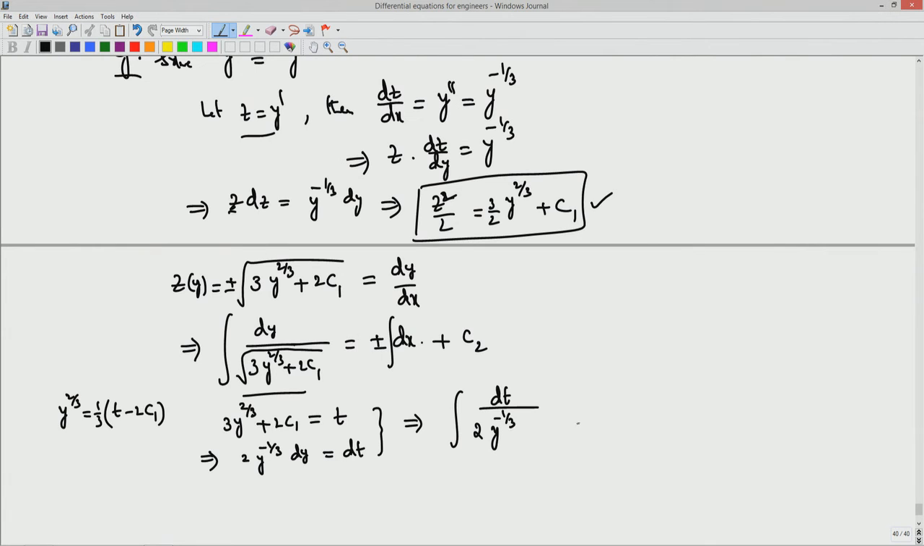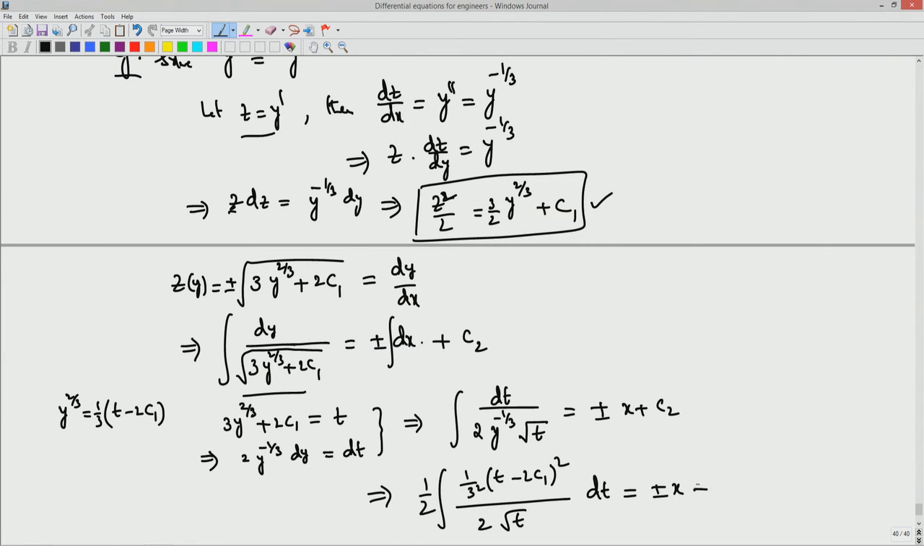y power 1 by 3 into root t. So, now I have to replace 1 by y power minus 3, so this is equal to plus or minus x plus C2. So, this will give me this, I have to rewrite. So, 1 by 2 out, y power 1 by 3 is 1 by 3 t minus 2 C1 whole square divided by 2 into root t dt equal to plus or minus x plus c.